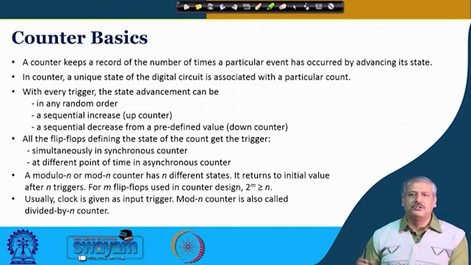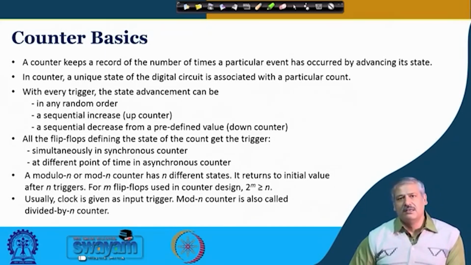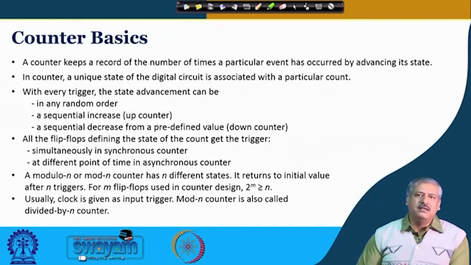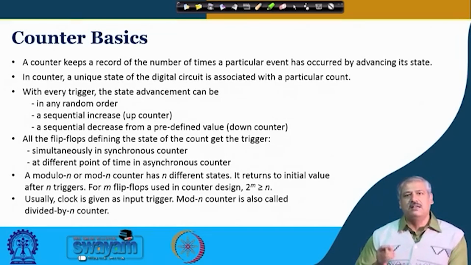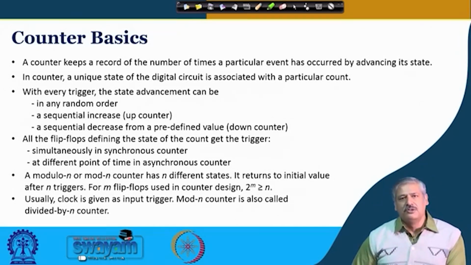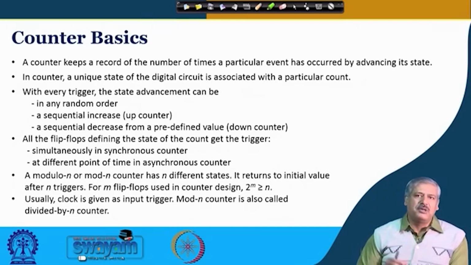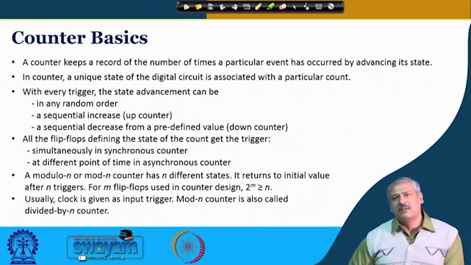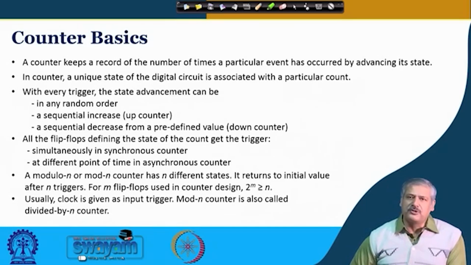So, 0 0 0 0 to 0 0 0 1, then 0 0 1 0, and so on and so forth. If it is increasing, then it is an up counter, and if it is decreasing, the other way round, it is called a down counter. But as I said, the basic idea is you need to have a unique state. So, it is not necessary that it always needs to be in that manner. It could be any random but unique state, as many states as many counts are required. That is also possible. In that case, there will be a random or irregular sequence.